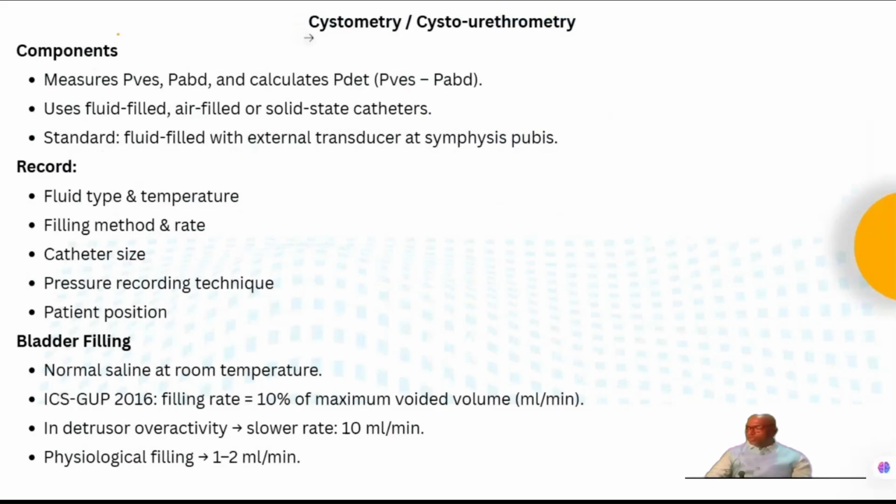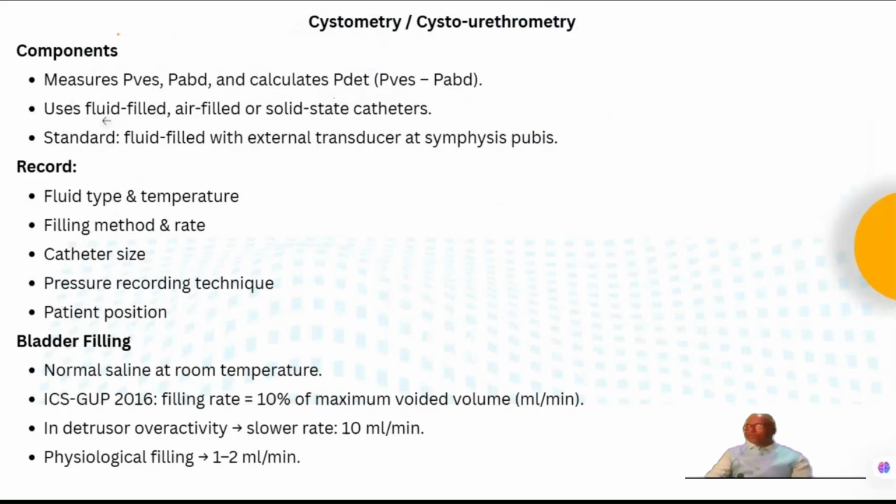Now the next component is the cystometry or cystourethrometry. So what does this cystometry do? It measures the various pressures such as P vesical, P abdominal, and calculates the P detrusor. Now this detrusor pressure, denoted as P det, is nothing but P vesical minus P abdominal. Okay. This you need to remember. And you also need to know when the P detrusor is abnormal. So cystometry will measure P vesical and P abdominal, and calculate P detrusor, that is P vesical minus P abdominal.